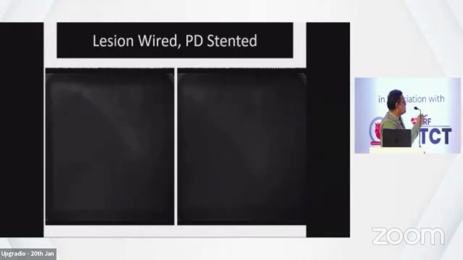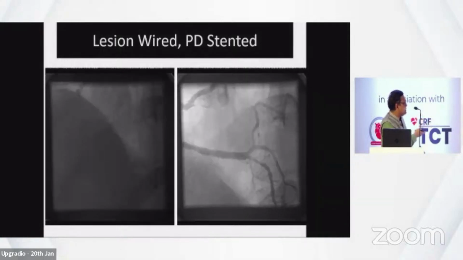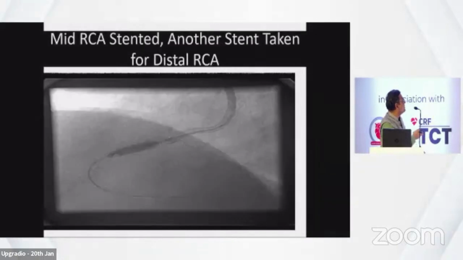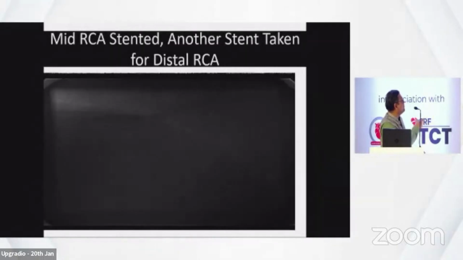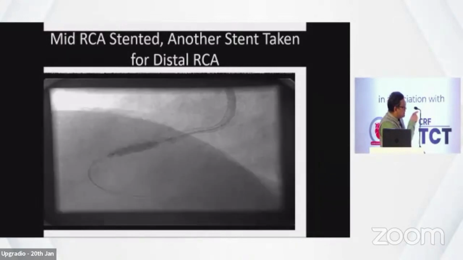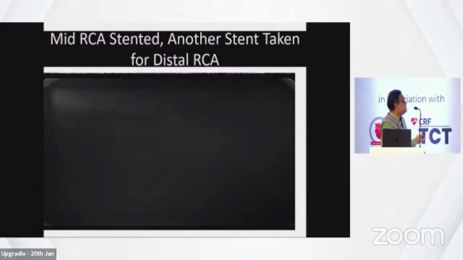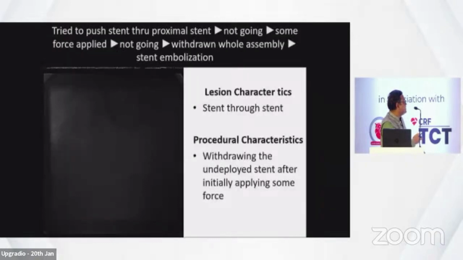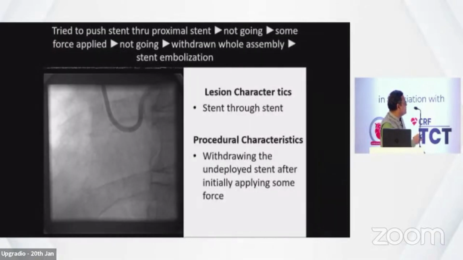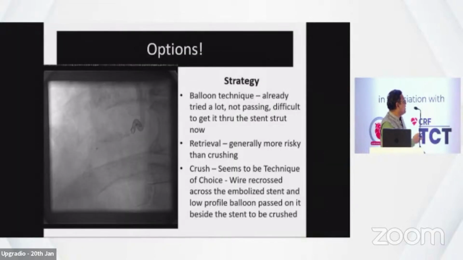Anyway, the lesion was wired, PD was stented, and mid RCA was also stented. And then a stent was taken through this for the distal RCA. Now I think that is another recipe. I told you, always stent the distal part first before fixing the proximal part. And so what happened was, you can see there is a problem of this stent crossing, and actually it has embolized. Now you can see.